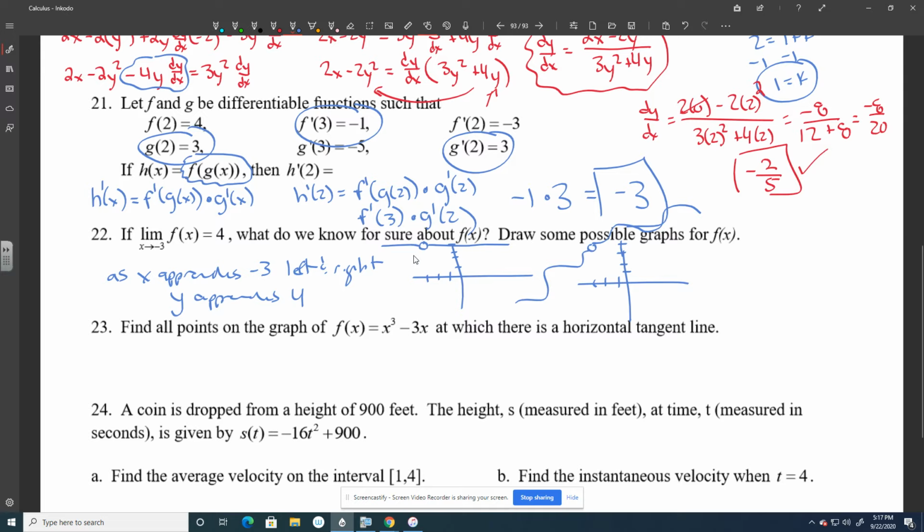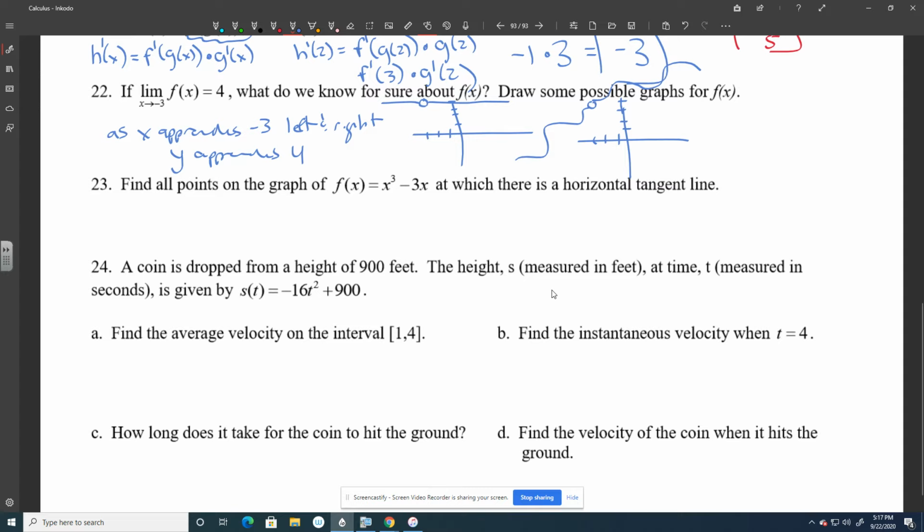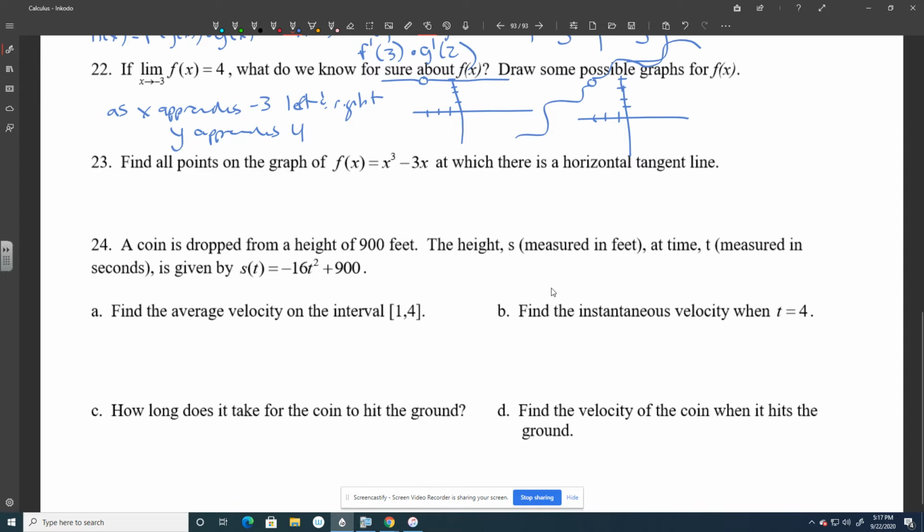I don't know if it's continuous. I don't know if it's differentiable. All I know is that I'm getting close to that point. Okay. All right. 23. Find all the points on the graph of f of x equals x cubed minus 3x where there is a horizontal tangent line. Okay, so horizontal tangent line. Remember that a horizontal tangent line means that the slope is equal to 0 because my tangent line is going straight left and right. It's not climbing at all.